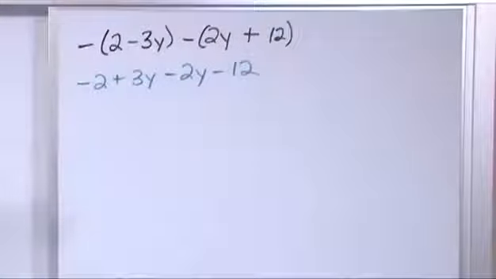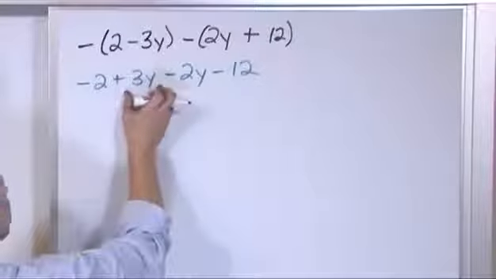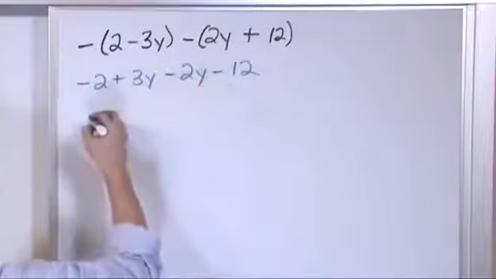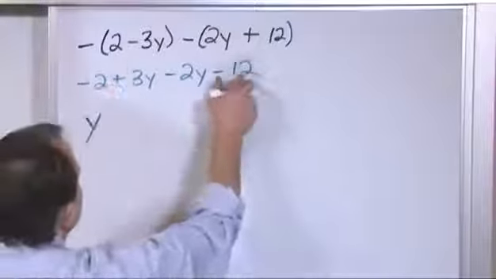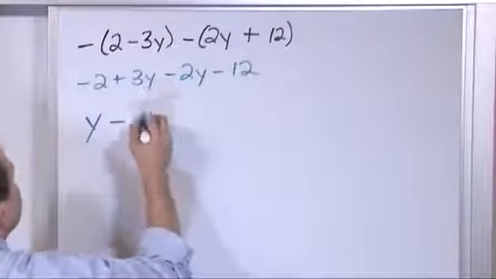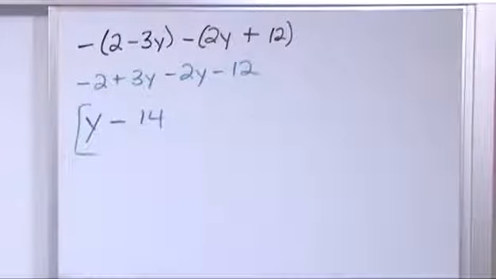So we've distributed it in. Now we look for variables that we can collect like terms. We have positive 3y, negative 2y. That's going to give us y. We have negative 2, negative 12 is going to give us negative 14. So the answer to that one is y minus 14.